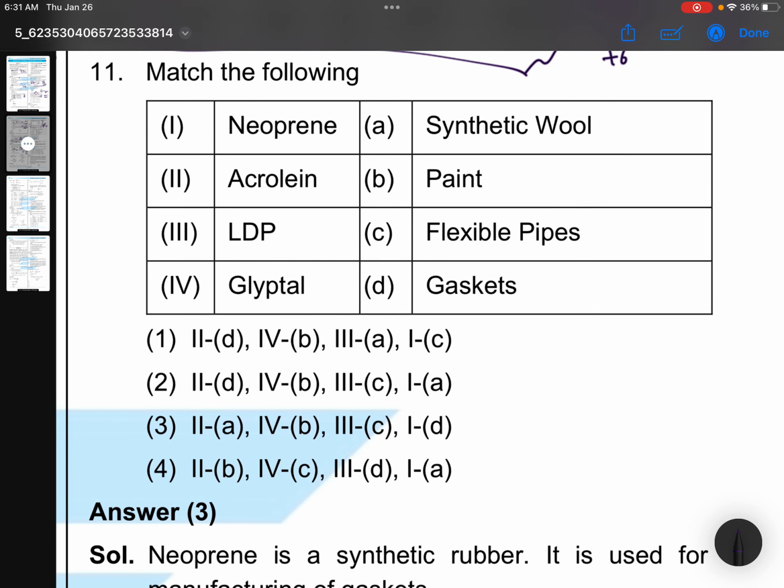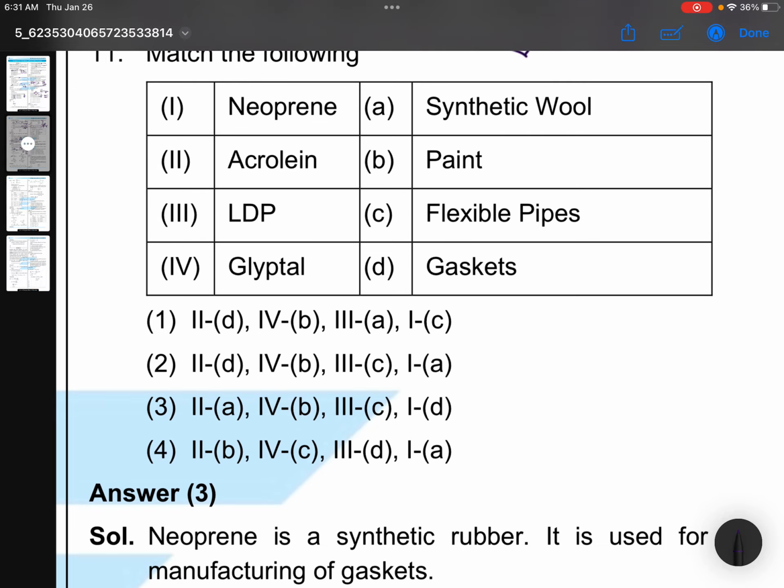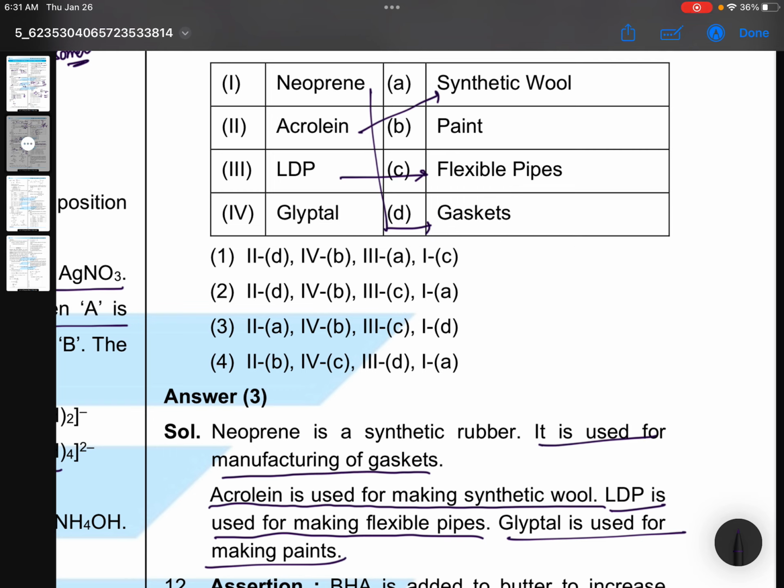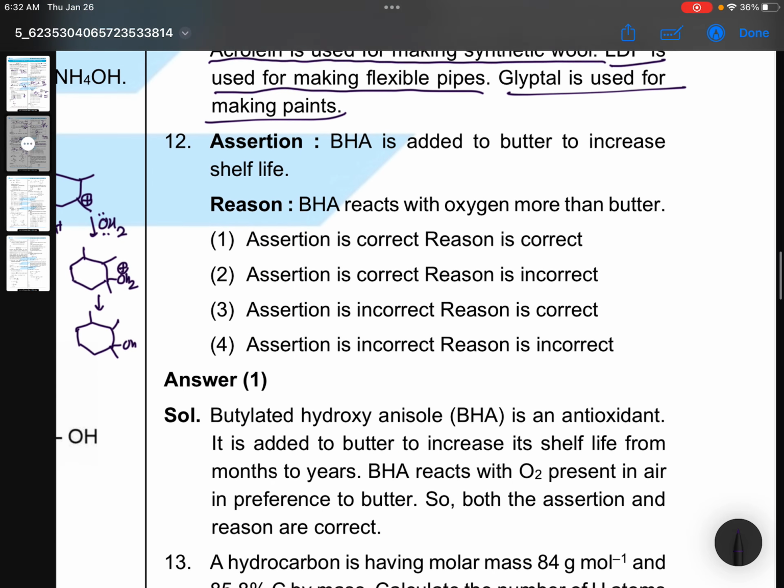Which of the following match the following? Match the following. Neoprene is a synthetic rubber. It is used for manufacturing gaskets. Acrolein is used for making synthetic wool. LDP is used for making flexible pipes. Cliptal is used for making paints. Applications, polymers, NCERT. Purely memory. I can't say easy. Depends on your NCERT revisions.